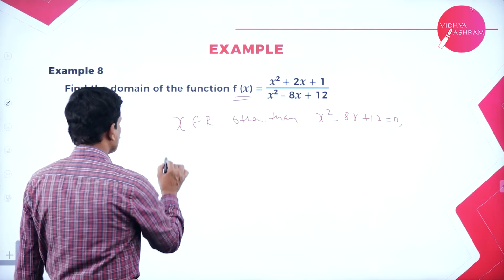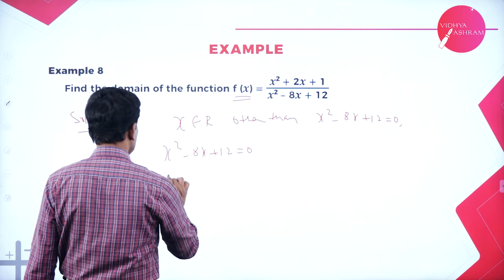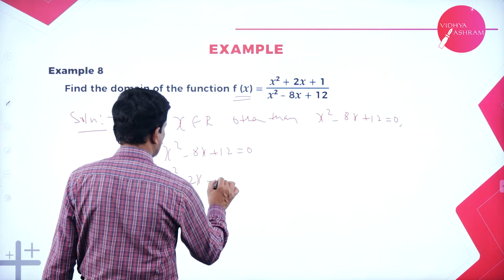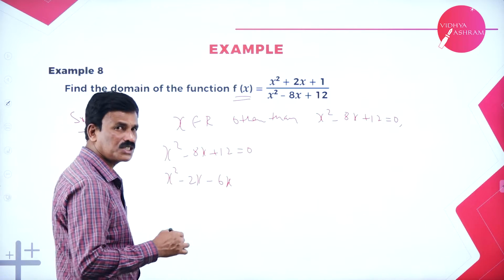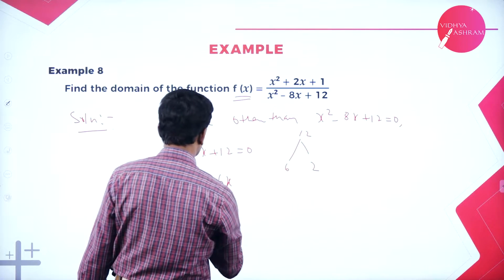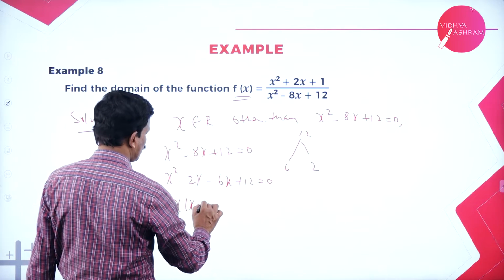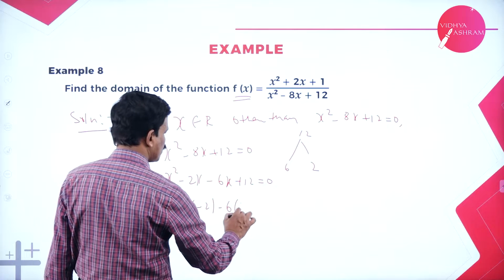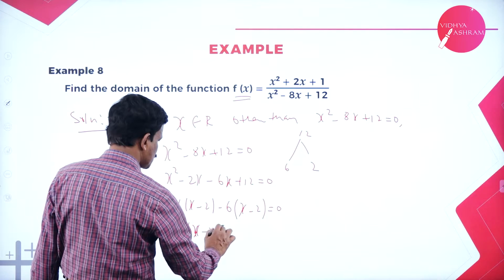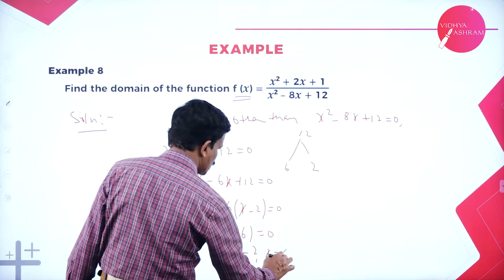Now, factorize this. So, x square minus 8x plus 12 can be written as x square minus 2x minus 6x plus 12, because 12 can be written as 6 twos are 12. So, the factors are 6 and 2. Take x common, x minus 2, minus 6 common, x minus 2, is equal to 0. The factors are (x minus 2) into (x minus 6) is equal to 0. Therefore, x is equal to 2 and x is equal to 6.